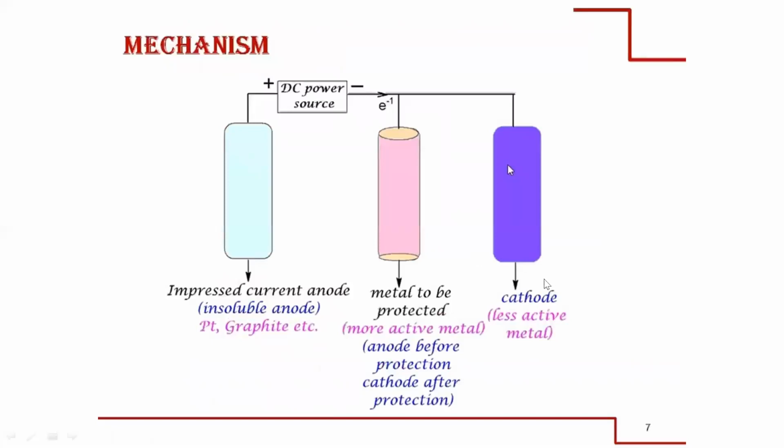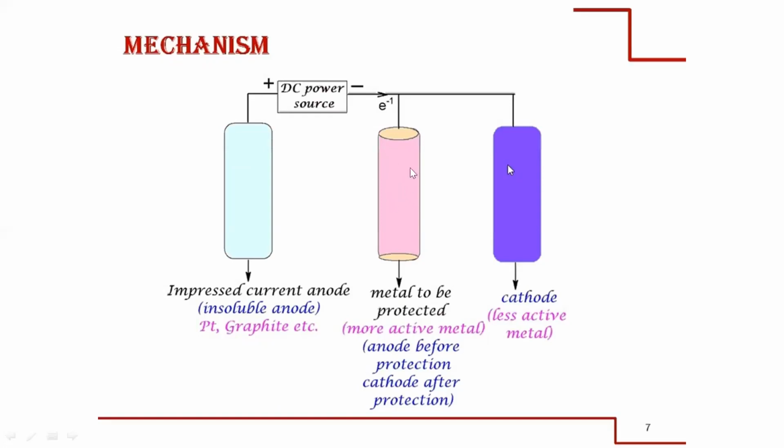This is the cathode, a less active metal. The metal to be protected is the more active metal. When these two metals are in contact with each other, the less active metal is taken as the cathode, and the more active metal is taken as the anode. The anode undergoes corrosion. Right? When these two metals are in contact, this metal will undergo corrosion because it is a more active metal, but actually we want to protect this metal also.